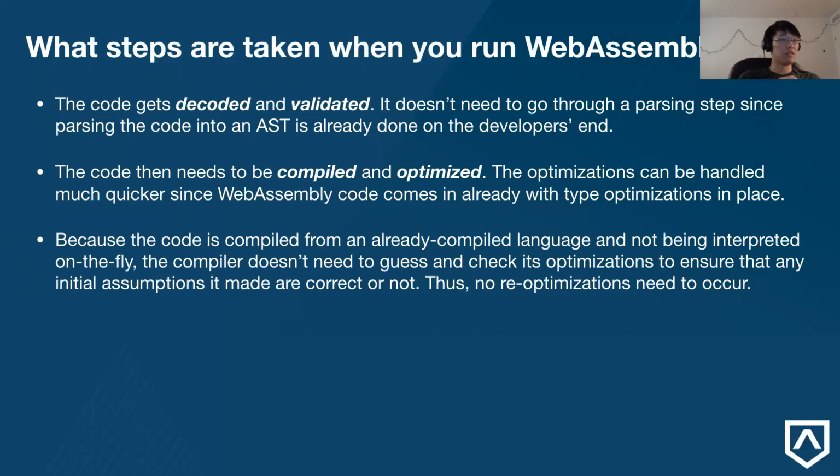This is basically saying there's no need to do reoptimizations, right? This ties in with the previous bullet. Because the code is already compiled and doesn't need to be interpreted on the fly, the compiler doesn't need to do nearly as many guess and checks of its optimizations to ensure that any of the initial assumptions it made are correct or not. So reoptimizations and the first optimization step, you can think of as rolled into one, and that step doesn't take nearly as long as what needs to happen with JavaScript.